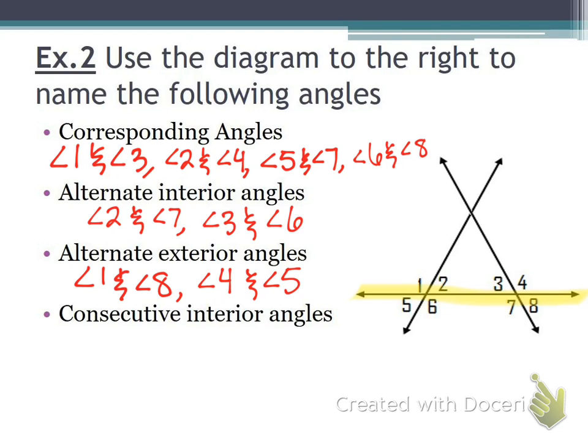I need some new hands. We have a lot of old hands coming back up. Maddie? 2 and 6. I will disagree with that one because they are not on the same side of that transversal. They're on different sides.